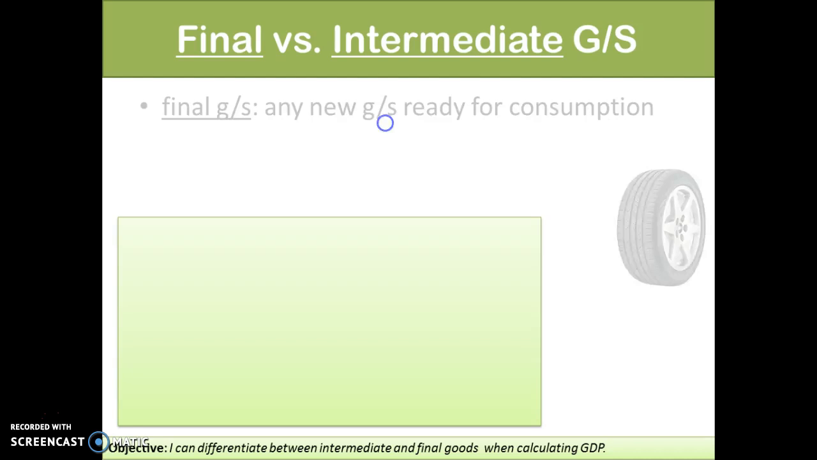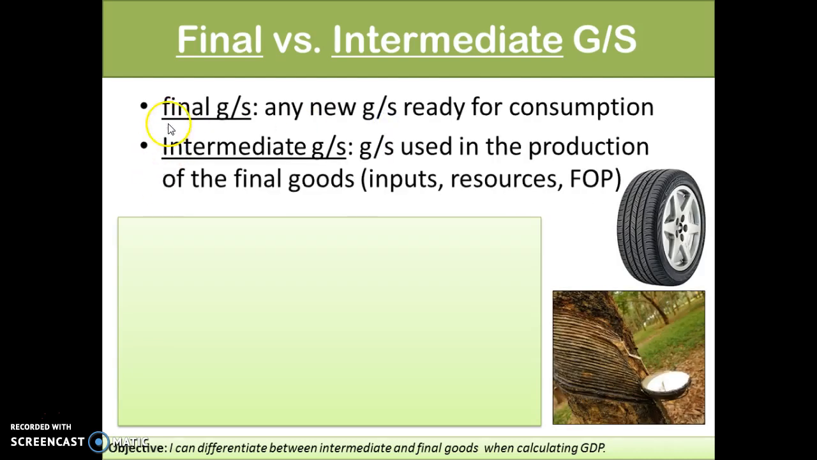So final versus intermediate goods. We have your definitions for both of these. Final goods are going to be things that we purchase off the store shelves. Intermediate goods are going to be things that are used in the production of final goods. So the inputs, the resources, the factors of production.